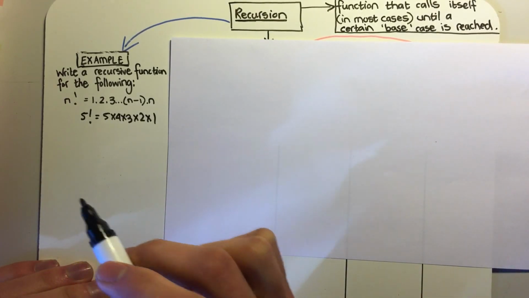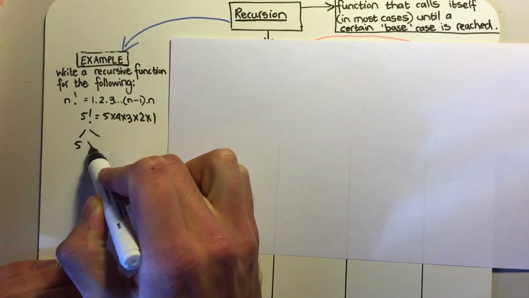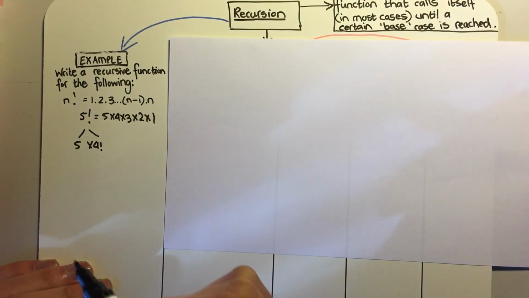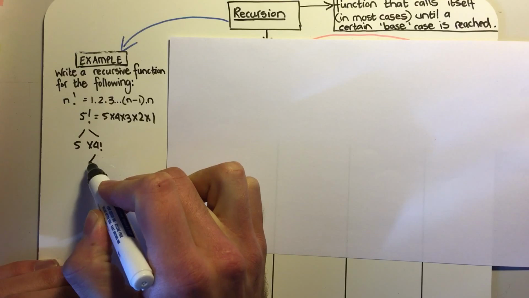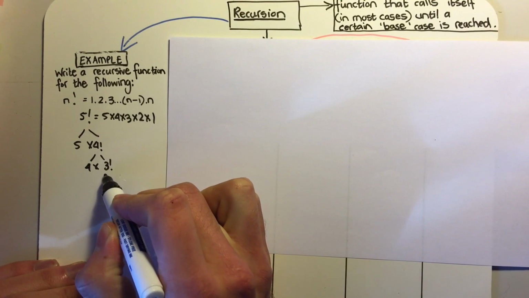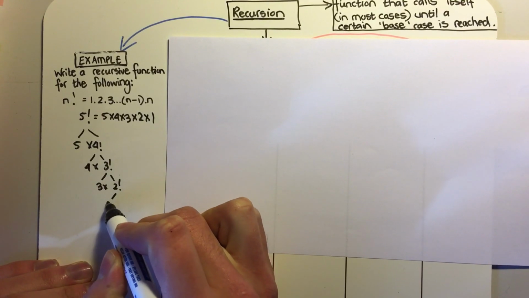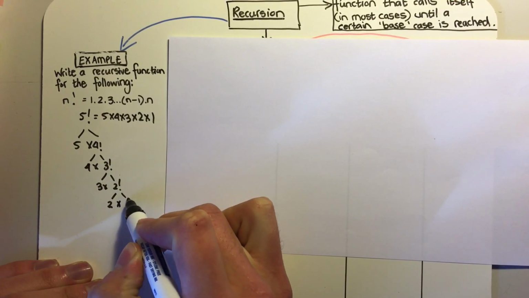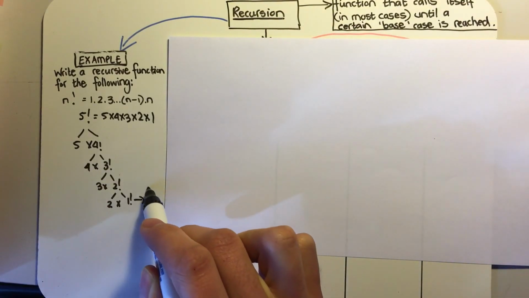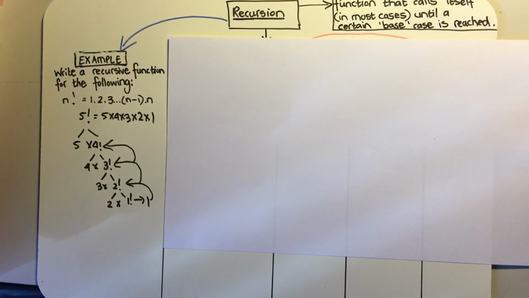So how can I break this up? Well, let's have a look. If I have 5 times 4 factorial, that's the same as saying 5 factorial. I can also break this 4 factorial up into 4 times 3 factorial. And I can break the 3 factorial up into 3 times 2 factorial. And I can break the 2 factorial up into 2 times 1 factorial, which is just 1. In which case it would just return back there, and back there.